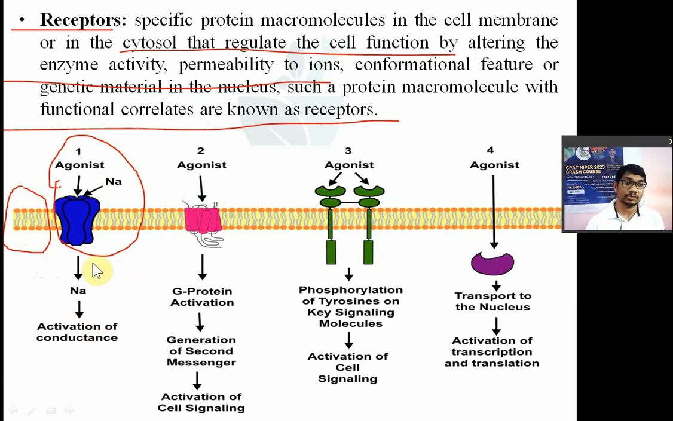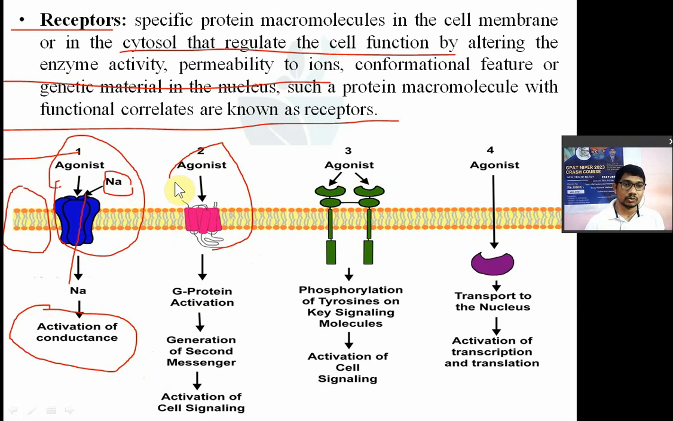For example, you can see over here, यहाँ पे दिखाया है, sodium is outside. After interaction with the drug or agonist, sodium will go inside the cell, and that results in a change in the intracellular potential, either a disturbance or an increase in the potential. So the first receptor is known as the ionotropic receptor. The second receptor is nothing but the G protein coupled receptor. They are known as G protein coupled receptors.